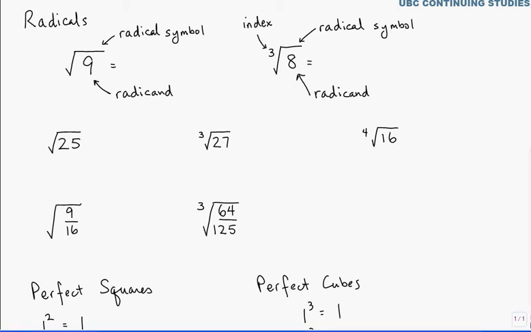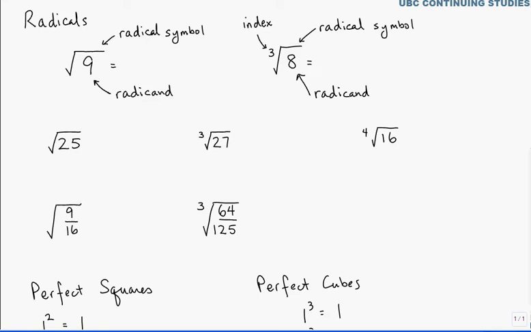Let's take a look at radicals. So a little bit of terminology first. The symbol, which may remind some of you a little bit of a long division symbol, is called the radical symbol. The number that appears under the radical symbol is called the radicand. So in this case, 9 is the radicand.